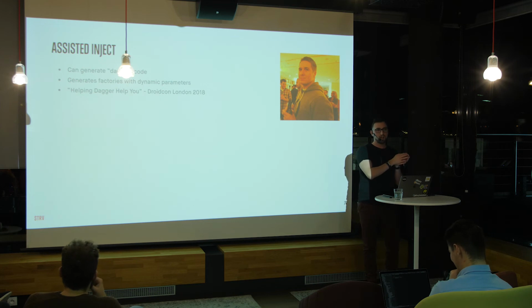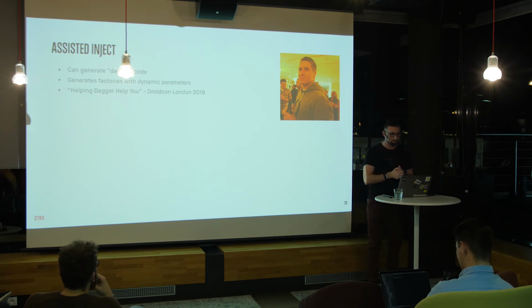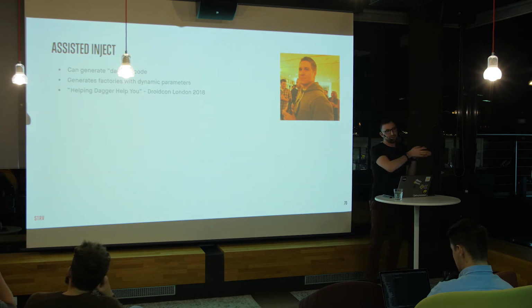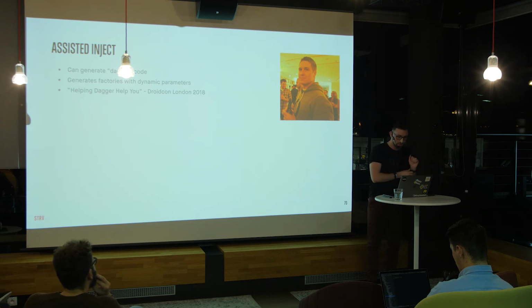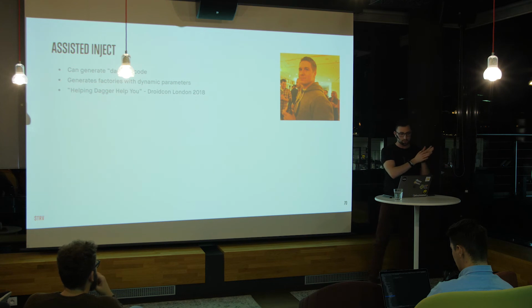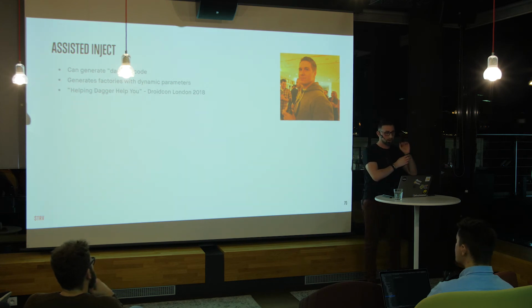And what this library does, it's again an annotation processor. I know we don't like annotation processors, right? Because they're slow, but anyway. It generates Dagger code. It generates code Dagger understands. So it can be used again for generating some other code. So with Assisted Inject, you can create factories with dynamic parameters, and actually participate in the Dagger graph.